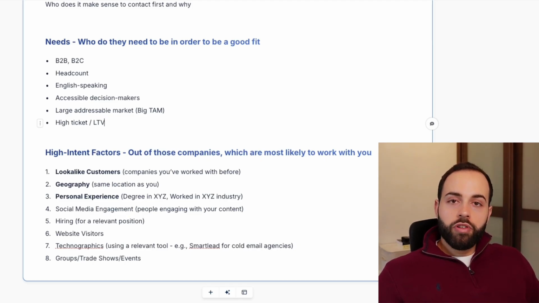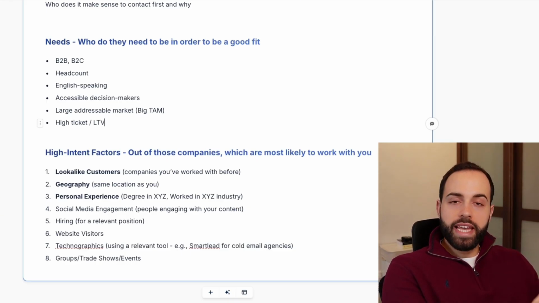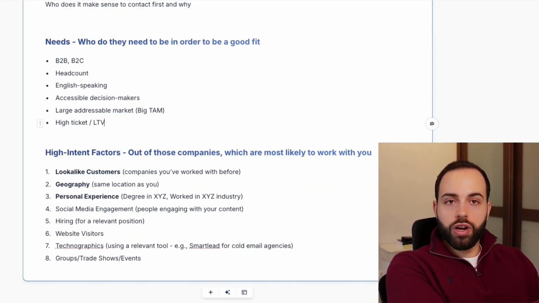So I hope this was helpful. In the next video, I'm going to show you how to actually put this ICP framework into action. I'm going to show you how to build a lead list in Apollo using all the information that I provided in this video. So make sure you stay tuned for that video that is also coming out next week.